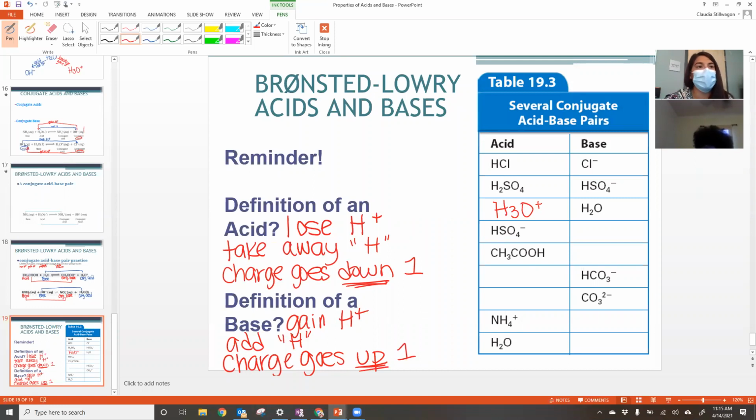HSO4 minus, I'm telling you that it's an acid. The definition of an acid is that it's going to lose a hydrogen. So I take it away, and it's SO4. The charge was negative. I then lost another one, so it became -2. I saw a couple changes happening, so I'm going to give another 30 seconds or so if anybody wants to make any other edits real quick.